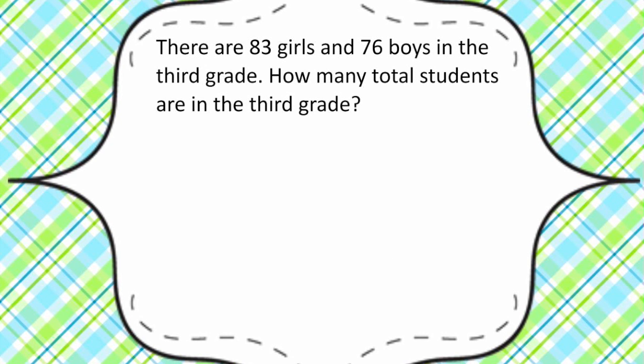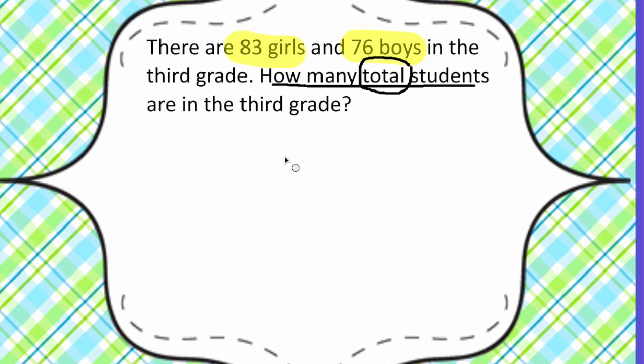Okay, here I have the word problem. There are 83 girls and 76 boys in the third grade. How many total students are in the third grade? The first thing that I notice here is that I know that there are 83 girls and that there are 76 boys. I also notice that my question says how many total students. I see that keyword total, which means I'm looking for my total. When I get ready to do my number bond, that becomes important information.